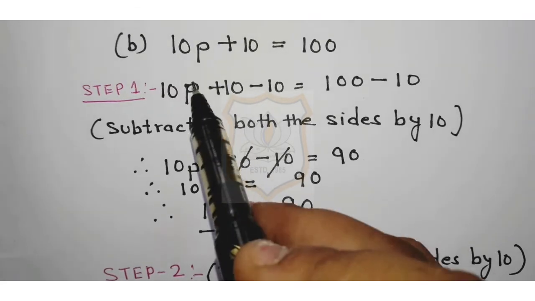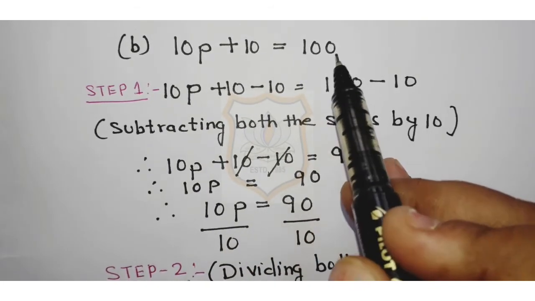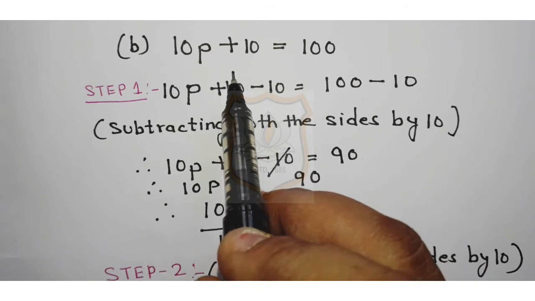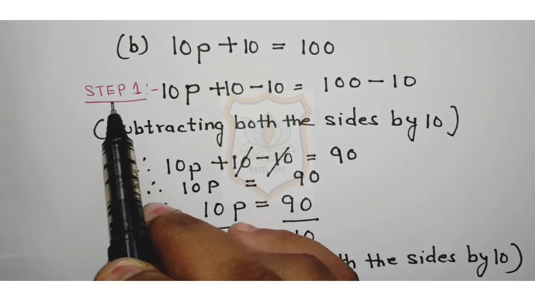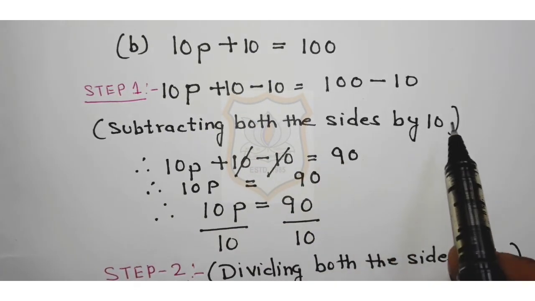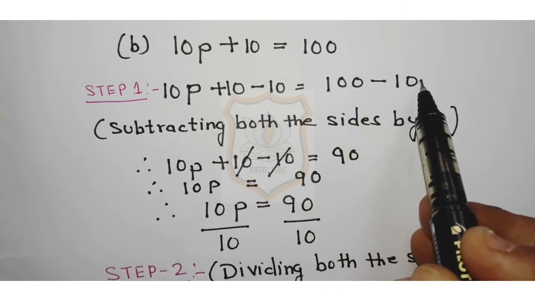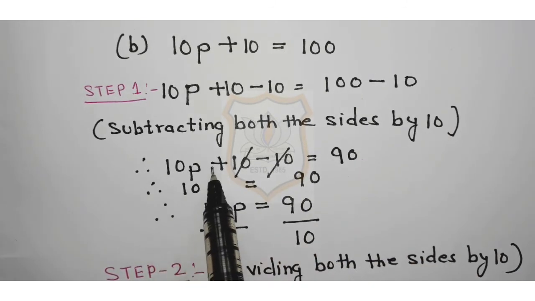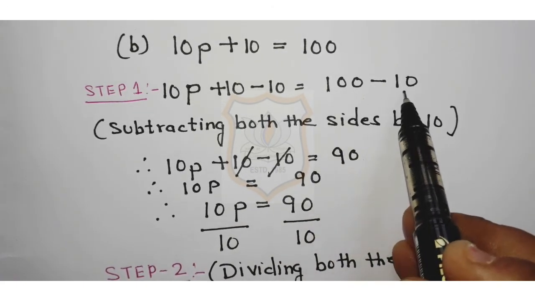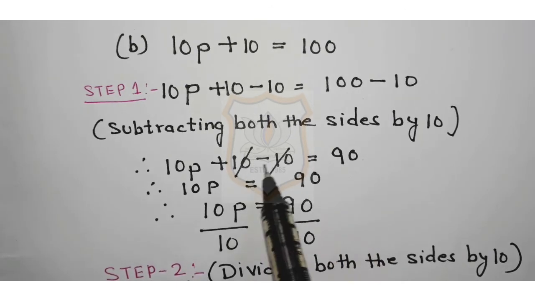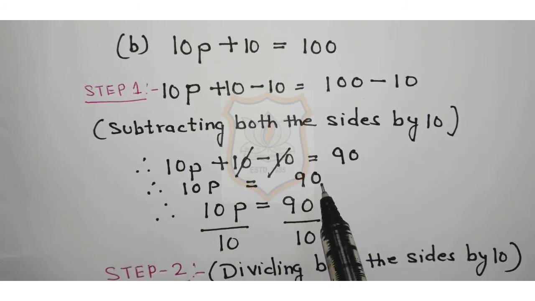Let's solve B part of question number 4, and that is 10p plus 10 is equal to 100. Students, in this equation, first step is we have to separate this plus 10 from 10p. So step 1 is subtracting both sides by 10. So 10p plus 10 minus 10 is equal to 100 minus 10, which is 90. Plus 10 and minus 10 both cancel out. Therefore 10p is equal to 90.